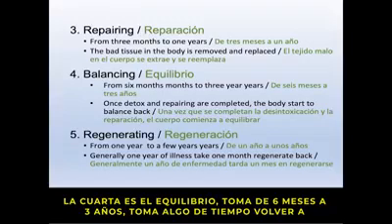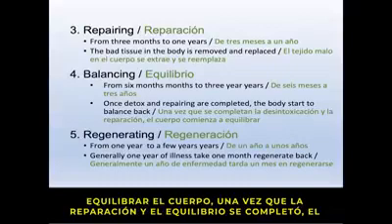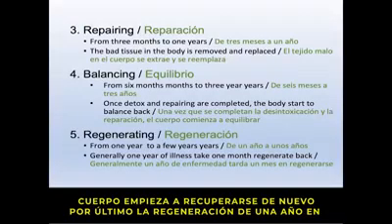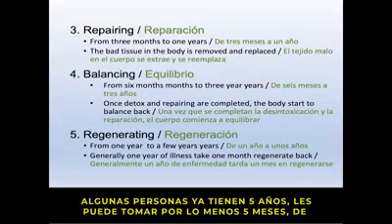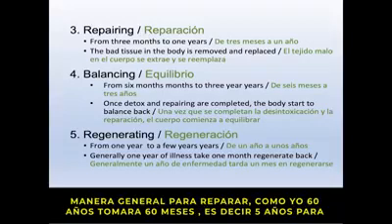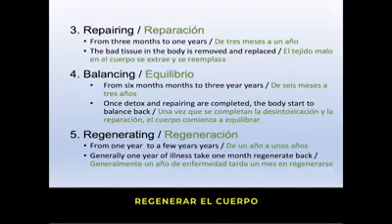The fourth one is the balancing. It takes about 6 months to 3 years. Balancing takes some time to balance back the body. Once detox and repairing are completed, the whole body starts to balance back. Lastly is regenerating, from 1 year to a few years. Normally for 1 year of illness, it takes 1 month to regenerate back. Some people, the problem is already 5 years old. It may take about 5 months. For general repairing, like myself, 60 years old, it may take 60 months, 5 years, to regenerate back the body.